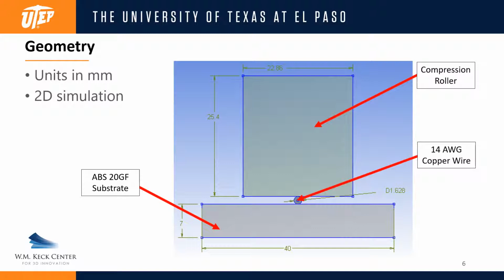And all these units are in millimeters. I want to add that these dimensions were taken from the actual design of the tool, so this is real, and for the substrate is an arbitrary number just to show the interaction between the copper wire and the actual substrate while it's embedding.